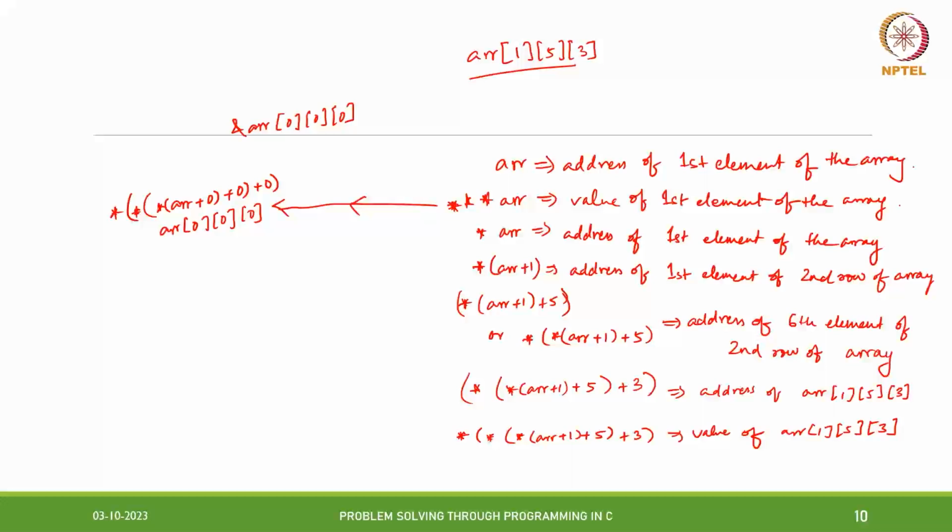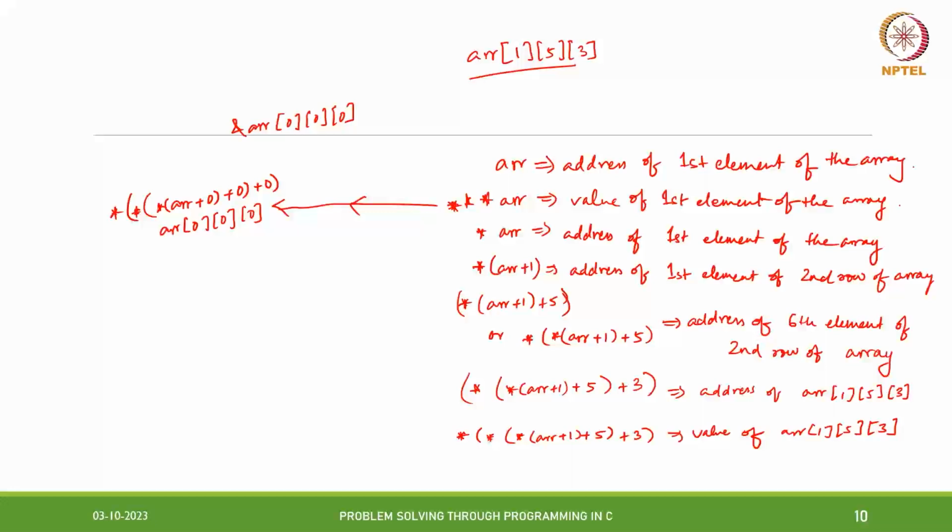Now what if we put 1 star? Okay, 1 star will still mean the address of the first element of the array. So if you write ARR plus 1 giving 1 star, that will mean the address of the second row. So only we will move against the first dimension.